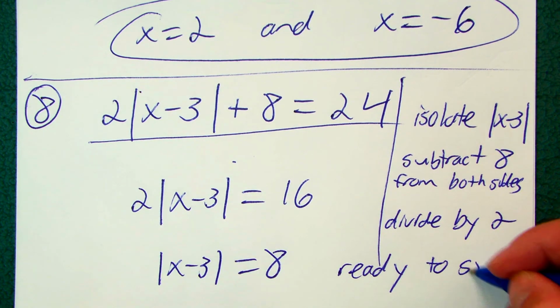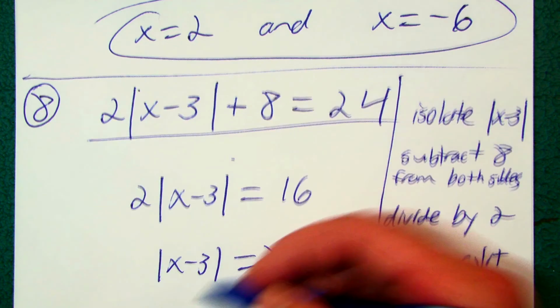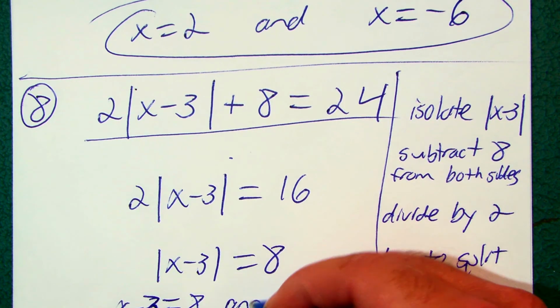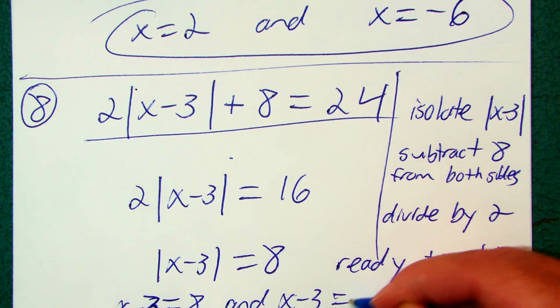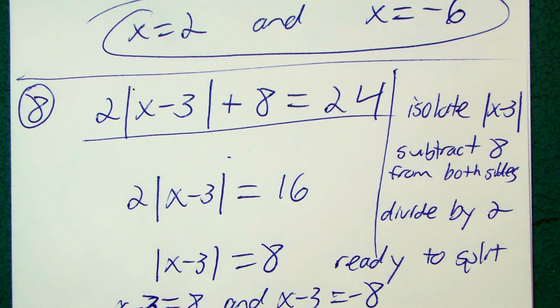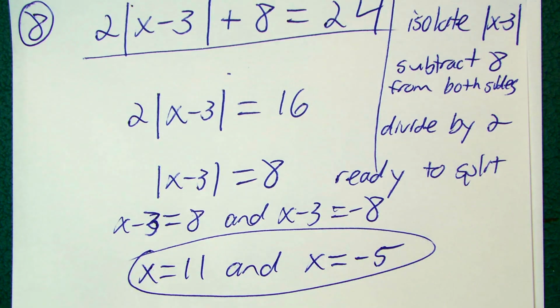So say ready to split. So we can have x minus 3 equals 8 and x minus 3 equals negative 8. So x is going to equal 11 and x is going to equal negative 8 plus 3 is negative 5. And those are going to be your two solutions there.